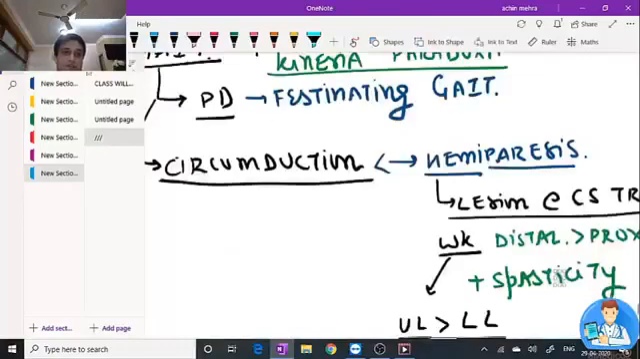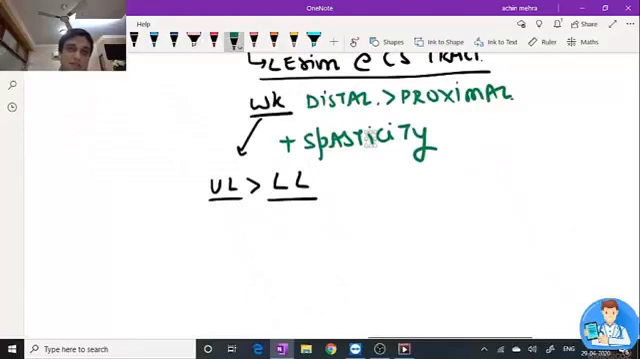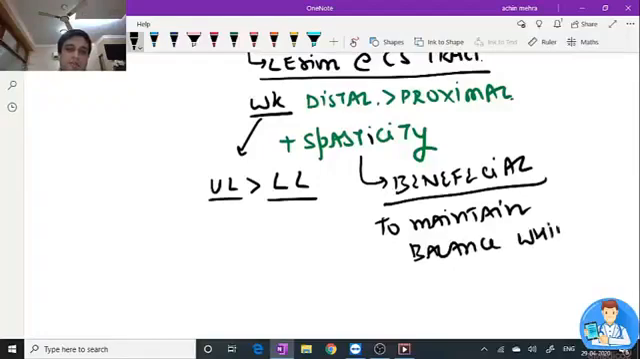Write it down. Something which has been asked quite recently. Spasticity is considered to be something good, or rather I can use the word beneficial, to maintain balance while walking. So remember this concept. While walking, to maintain balance in a patient of circumduction gait, if they are having spasticity, it's considered to be good to maintain the balance on them. Okay, they will not fall down.